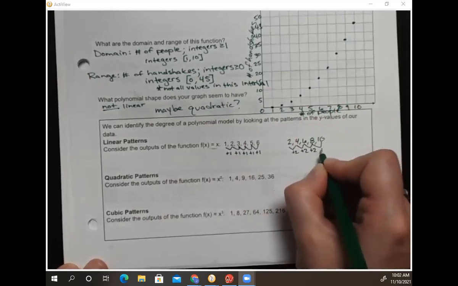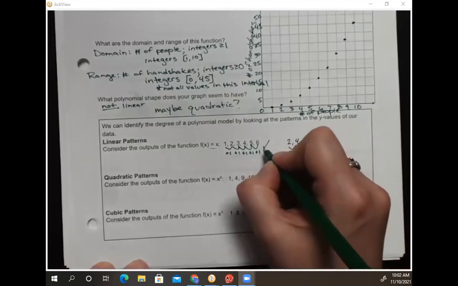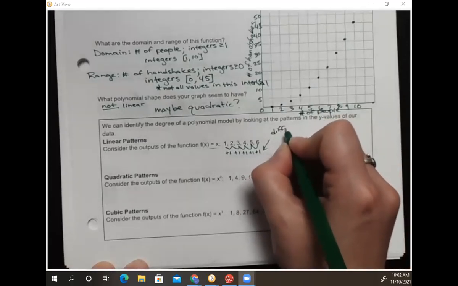I could also have a linear function where my outputs look something like this. And so I'm changing by a different amount every time. It's not going up by one, it's going up by two every time. But it's going up by two every time. That's a linear pattern. For a linear pattern, the difference of the outputs is constant. The difference of the outputs is constant. We are always adding the same thing to get the next y value.